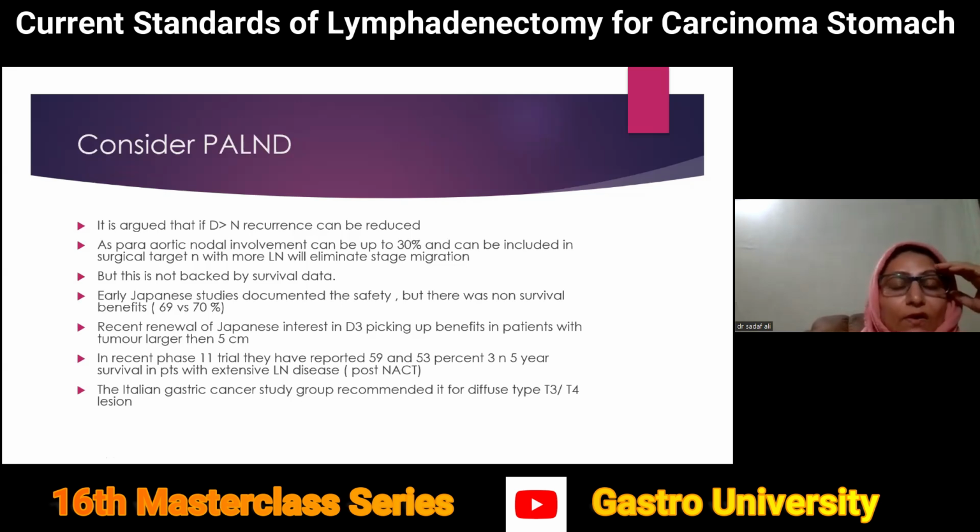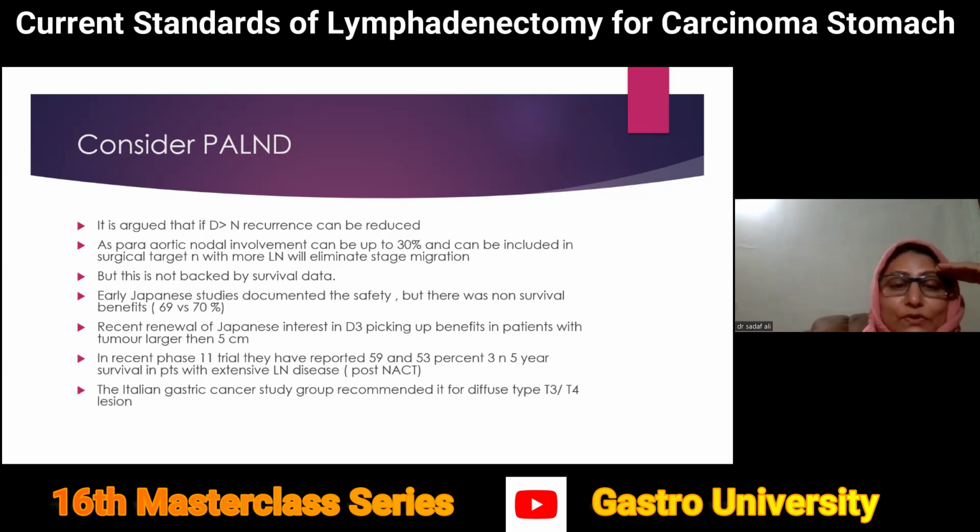So consideration of the periaortic lymph node is based on the argument that if D is more than N, the recurrence is likely to be less. And the periaortic nodal involvement is usually seen, based on studies, in 30% of the patients, and you need to target them. Otherwise, it will eliminate the stage migration. But this is not backed up with addition to survival data.